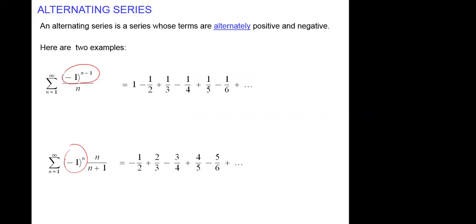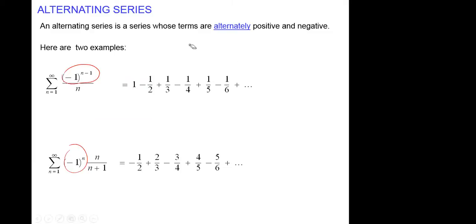And then the terms alternate, which means some of them are positive, some of them are negative, and probably it's every other term. That's actually a good pattern. But the point is some of the terms are negative terms, and we do have a special test to check the convergence or divergence of this type of series. Let's see what we'll have.